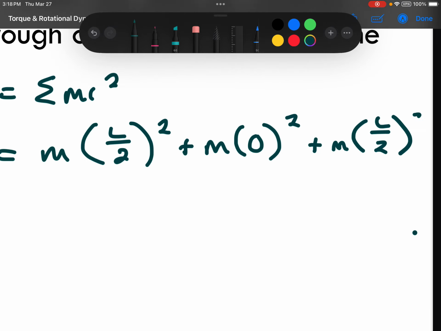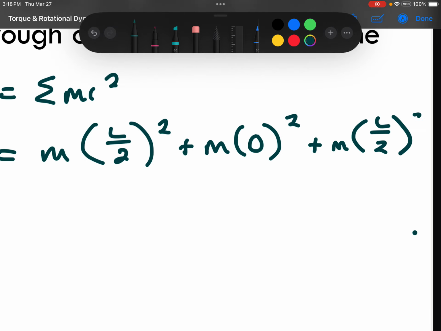All right, so then just summing together what we have, I'm going to do a little simplifying first. 1/4 mL squared plus 1/4 mL squared means that the rotational inertia for case A is 1/2 mL squared.